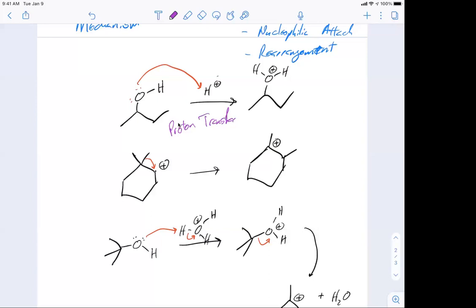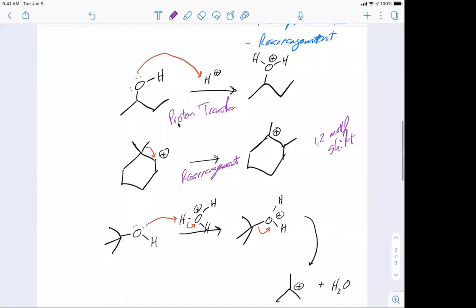In the second one, we've got a methyl group that is shifting the carbon skeleton. So since we have a change in the carbon skeleton, whether that is an actual change in the carbon skeleton or a 1,2 hydride shift, this is going to be a rearrangement. Here we could refer to this as a 1,2 methyl shift because we are moving a methyl. Okay. Questions about either of those?